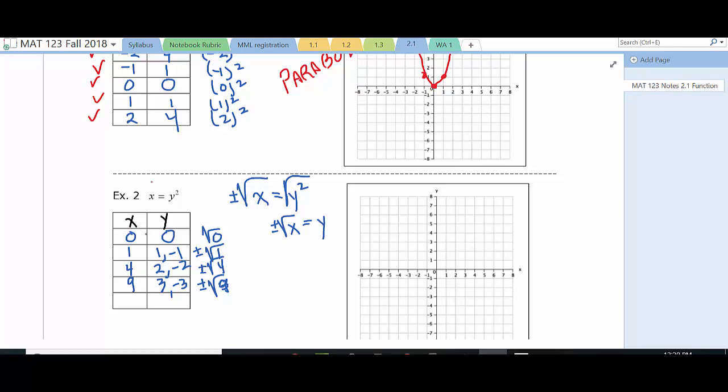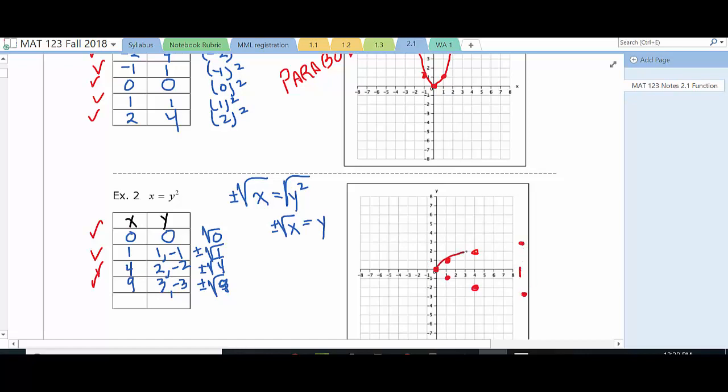So if you plot your points, the first point you want to plot is 0, 0. Then you want to plot the point 1, 1, and the point 1, -1. So it goes like that. Then you go to the next one. It's the same idea. Over 4, up 2, or 4, -2. Like that. And then the last one, you just want to go over to 9, up 3, and down 3.